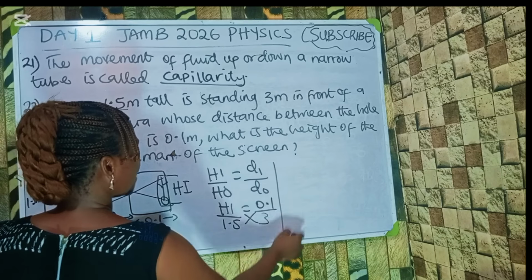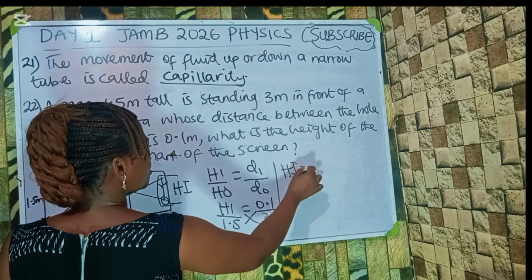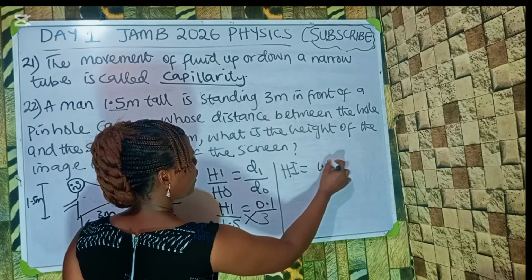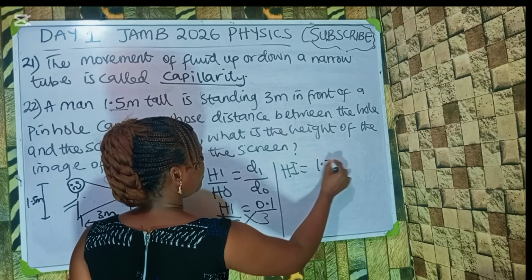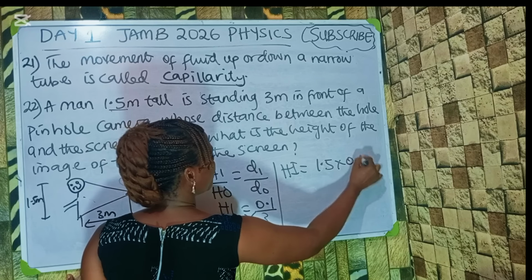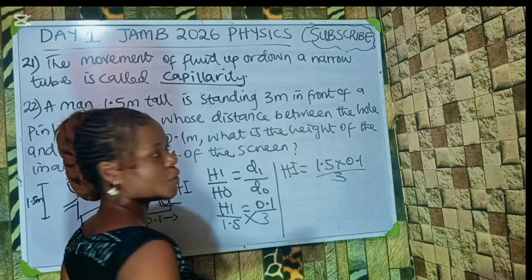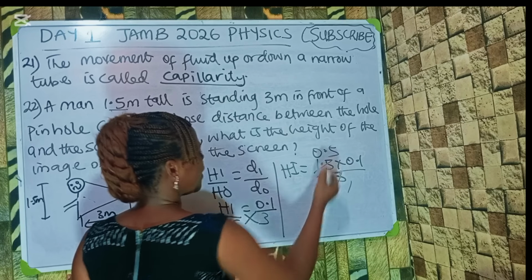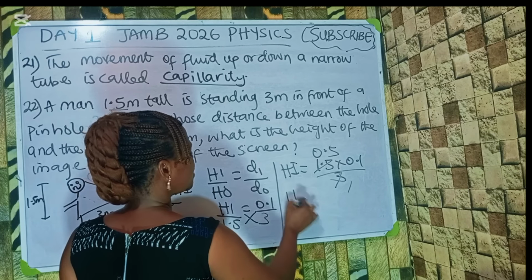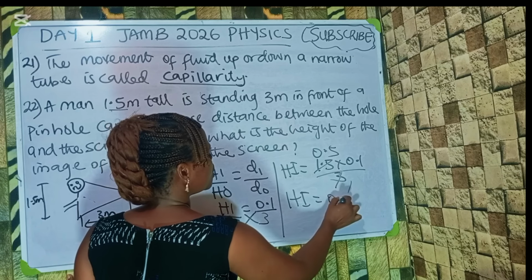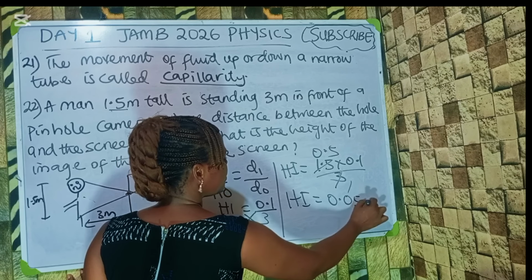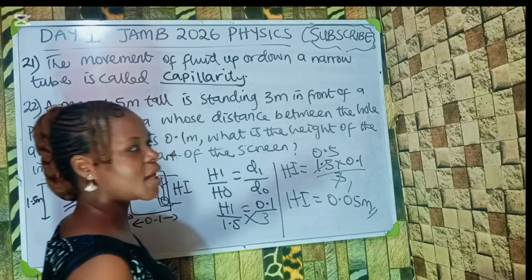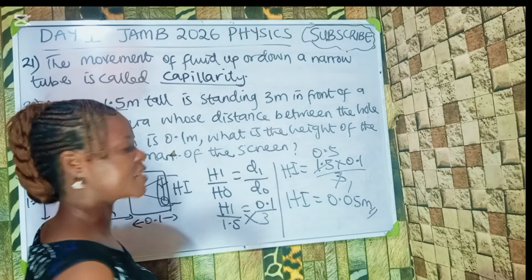We do cross multiply, we have that the height of image is equal to 1.5 times 0.1 all over 3. So by the time we divide this, we are going to have 0.5. The height of image is going to give us 0.05 meters. Is that clear? So this is how to solve this type of question when you see it in your exam.